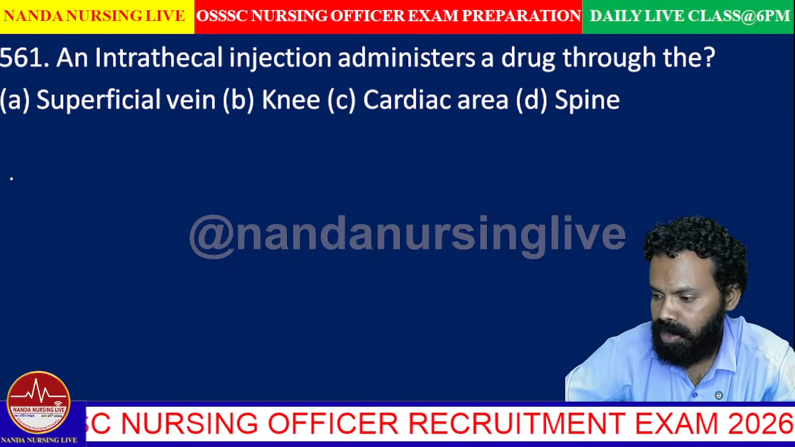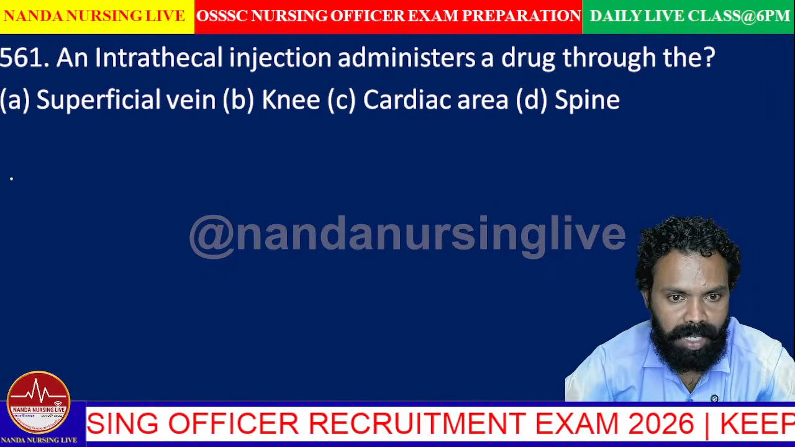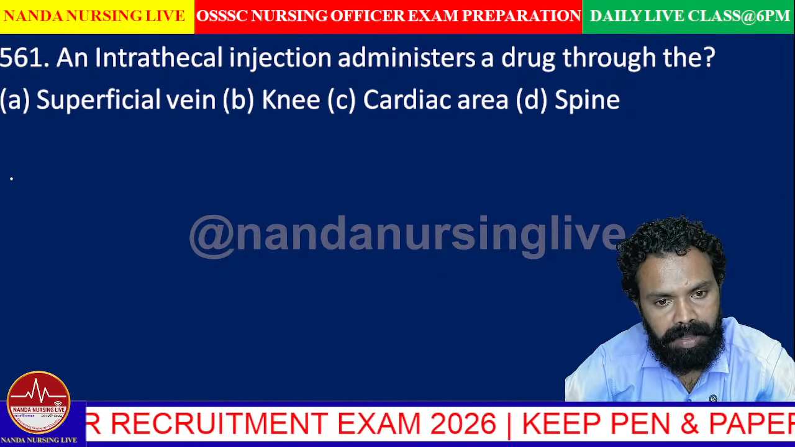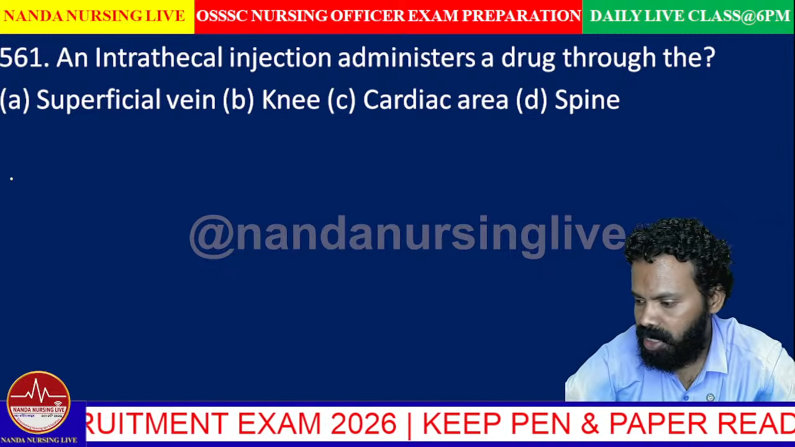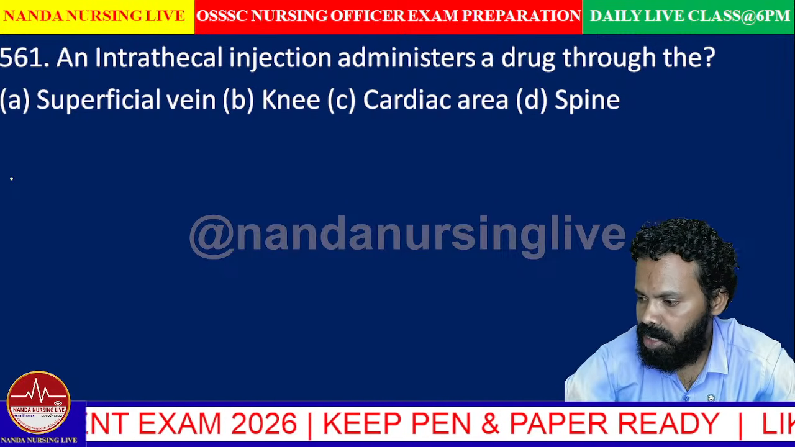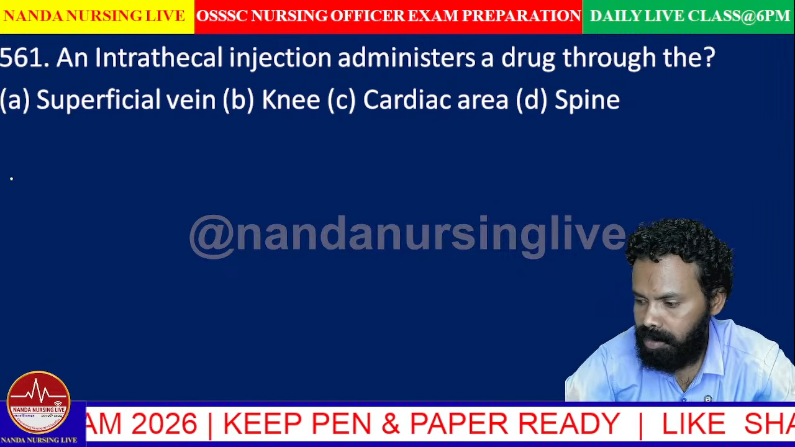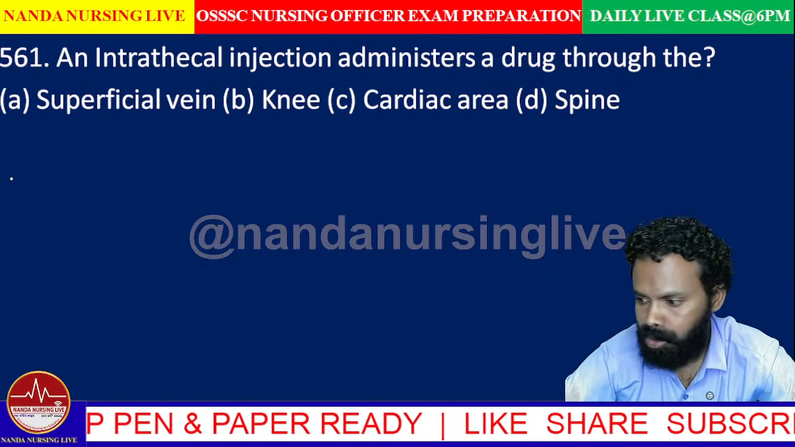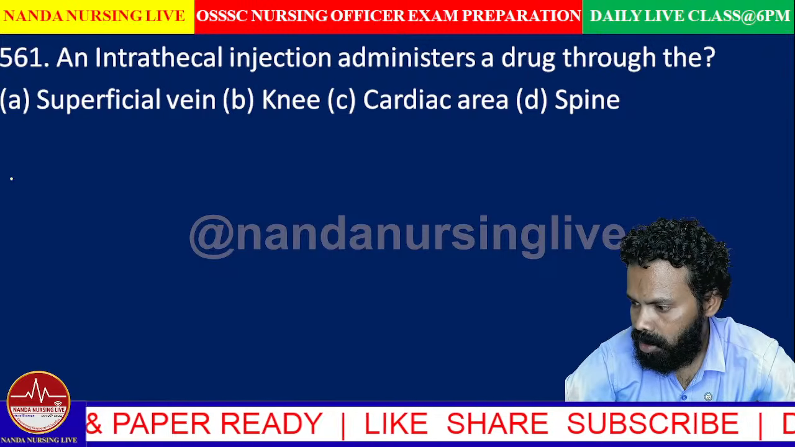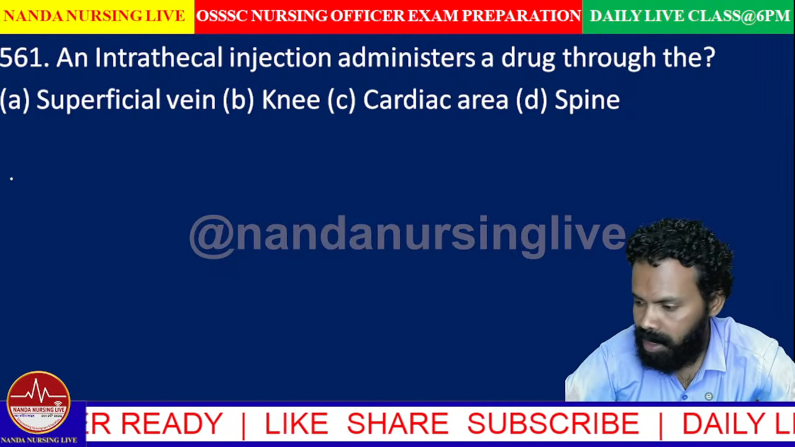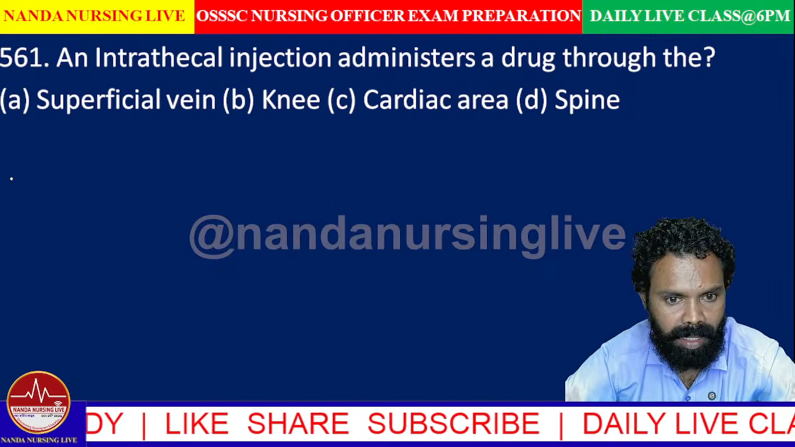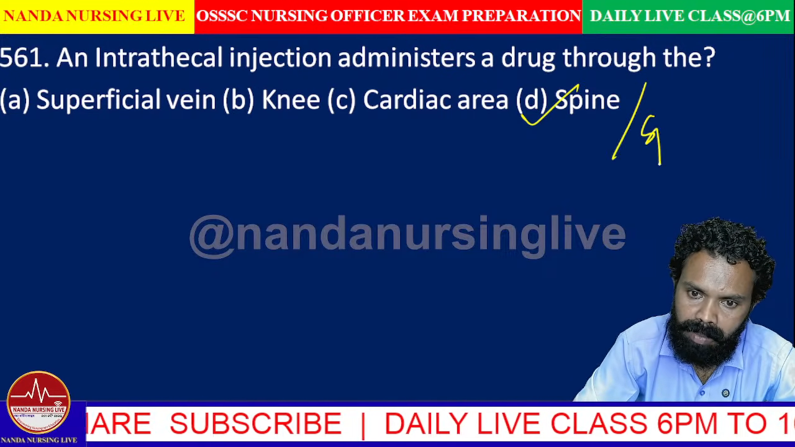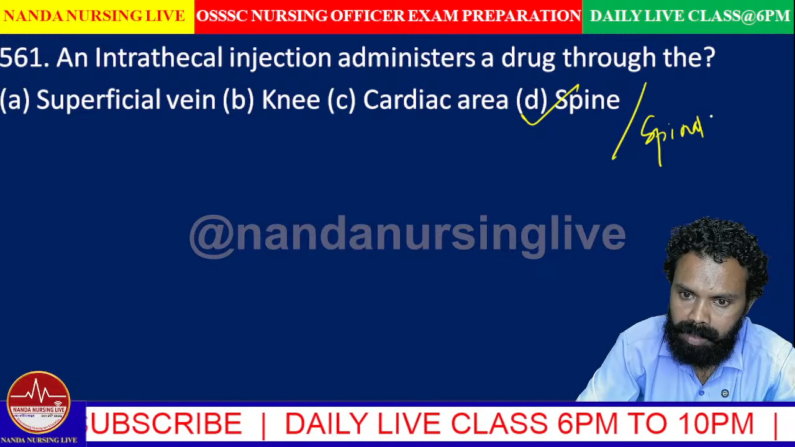Next question number 561: an intrathecal injection administers a drug through the: option A superficial vein, option B knee, option C cardiac area, and option D spine. So which option is the correct answer? An intrathecal injection is administration of a drug through the spinal cord. Option D is the correct answer.